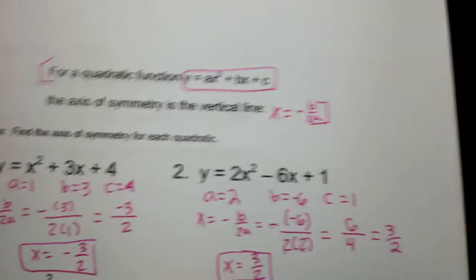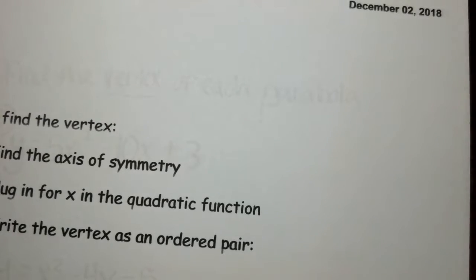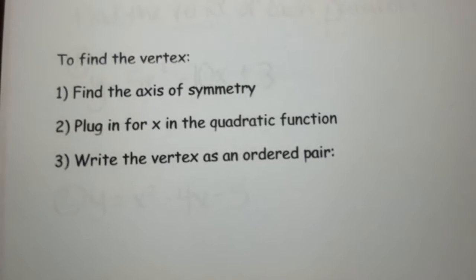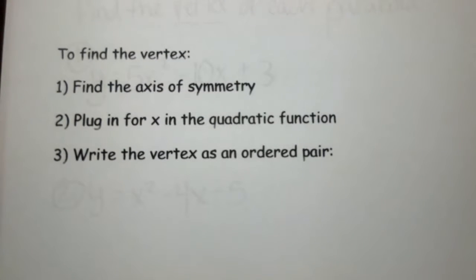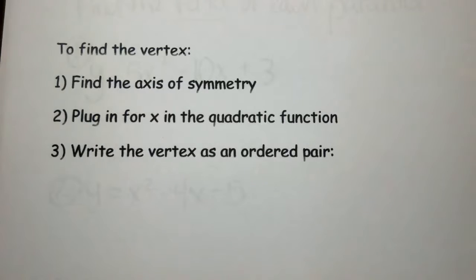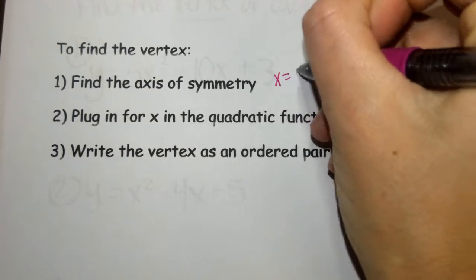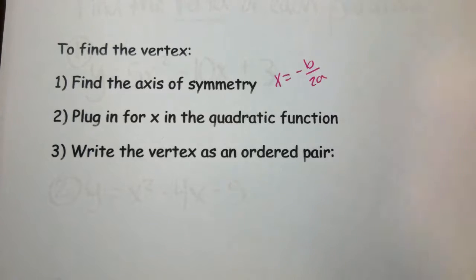Alright, so take a moment to write these steps down to find the vertex. To find the vertex without a graph, we're going to have to find the axis of symmetry, which is using this formula we just went over.